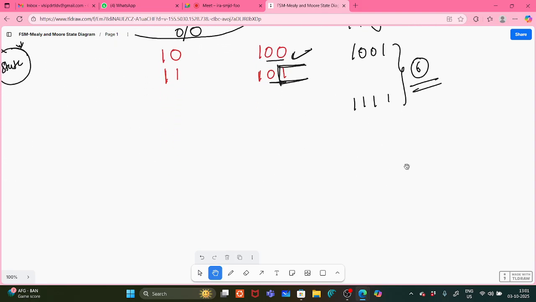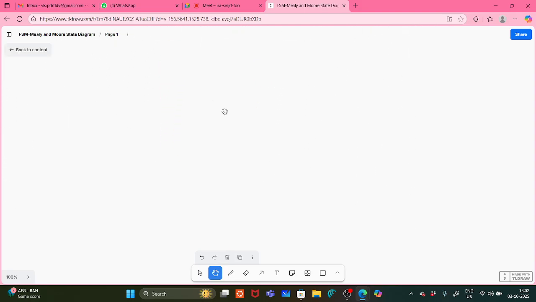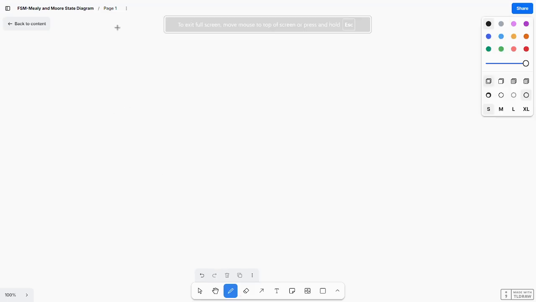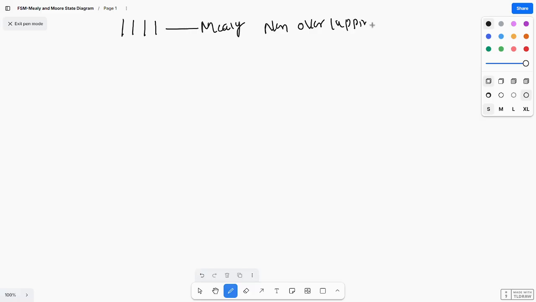Okay. So first 4 ones I will do, first non-overlapping 1 1 1 1 Mealy non-overlapping. After that we'll see overlapping. So that means in Mealy, how many number of bits are there? That many number of states you have. How many states total? 4 states you have. So that means states are S0, S1, S2 and S3.